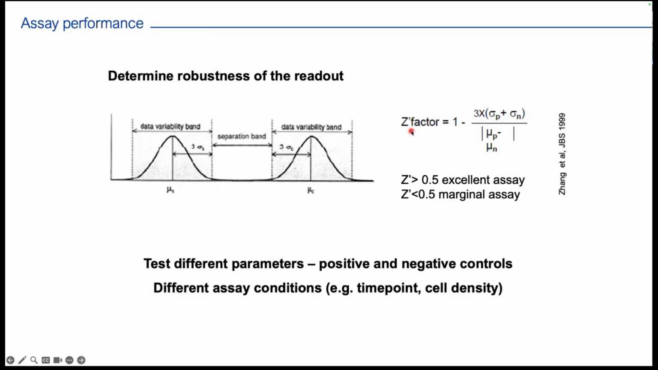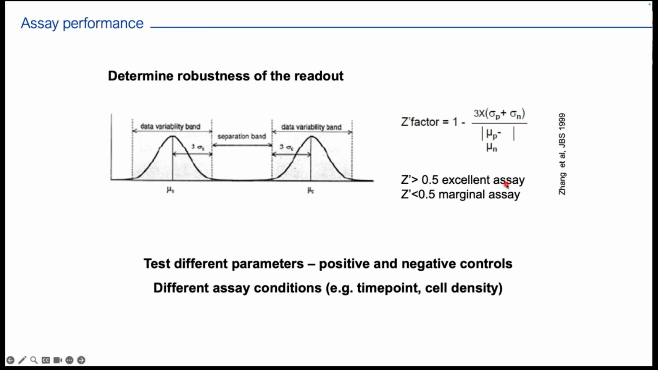There is this Z prime factor that can be measured for any specific readout. This is mostly used for plate reader-based assays, because in high content microscopy, it may be that one single parameter is not good enough, but it's the combination of multiple parameters that gives you the robustness of the assay. But still, you can do this type of metric to understand how good your readout is.